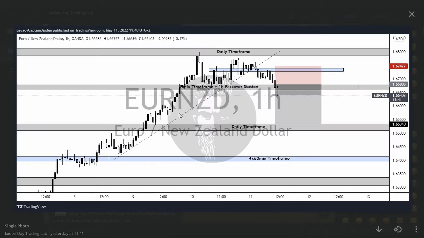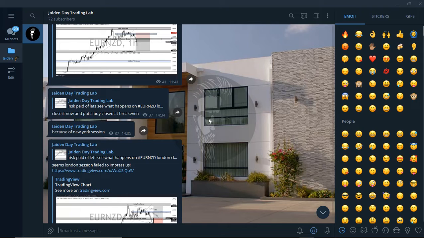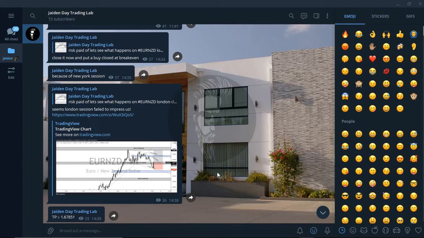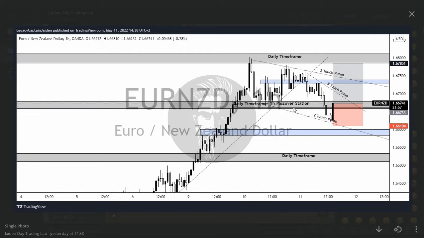So this was what we're looking at, right? After I sent out the trade, I said I'm closing it now and putting a buy, closing it at break even. Because of what? Because of the New York session. New York session tends to change direction, usually goes against London session. So this is what we're currently looking at.